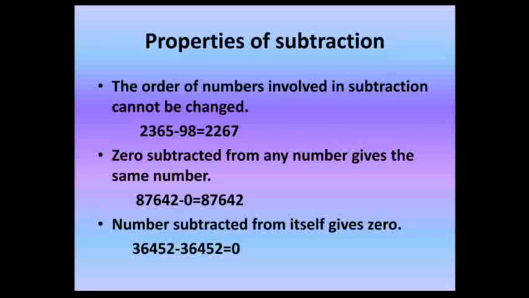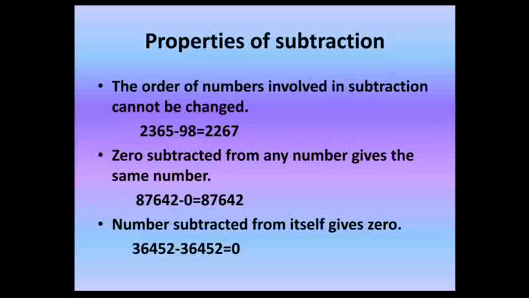Now the third property of subtraction is a number subtracted from itself gives 0. It means if you subtract 1 minus 1, you get 0. If you subtract 2 minus 2, it is 0. Like in this example, 36,452, if you subtract the same number from this number, you get the answer 0.